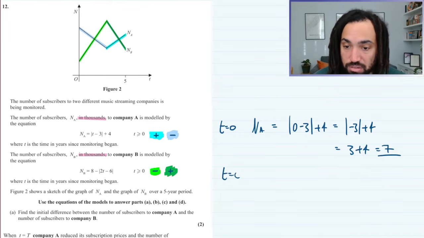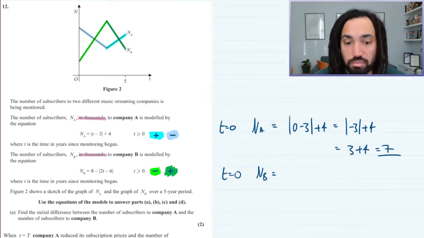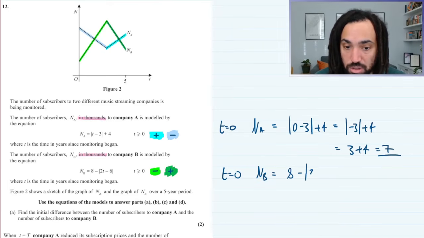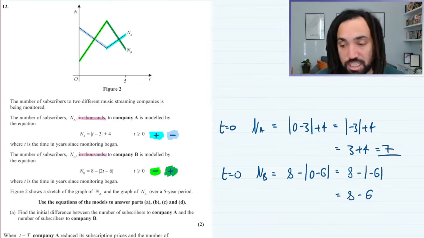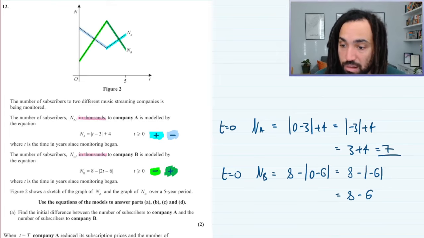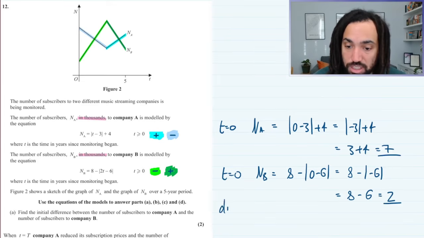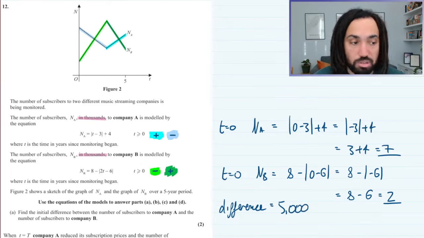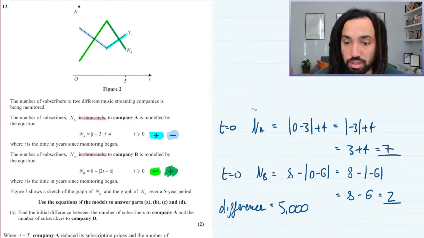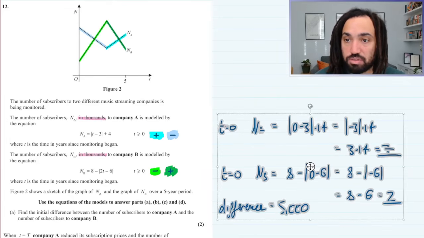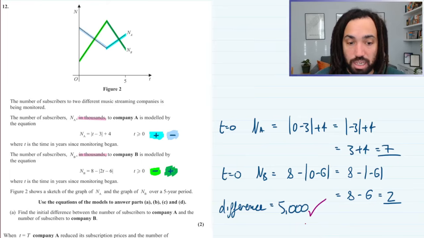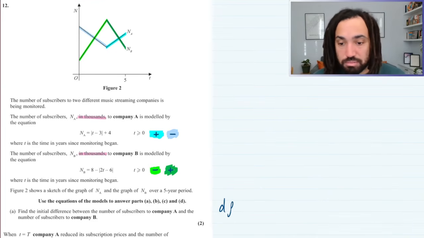And then t equals 0 for NB. That will be 8 minus the modulus of 0 minus 6, which is 8 minus the modulus of minus 6, which is 8 minus 6, because again the modulus turns any negative number to positive, which is 2. So therefore the difference, and this is where I'd be careful about the units, is equal to 7 minus 2, which is 5, but it's 5,000 subscribers. Okay, perfect. So 5,000 is the answer for part A. Okay, let's move on to part B.